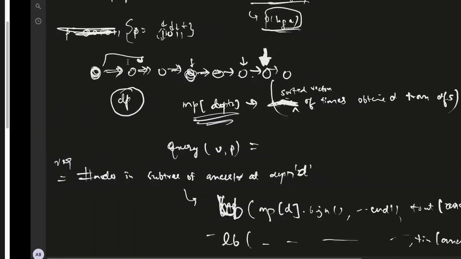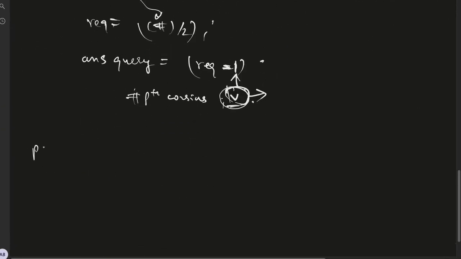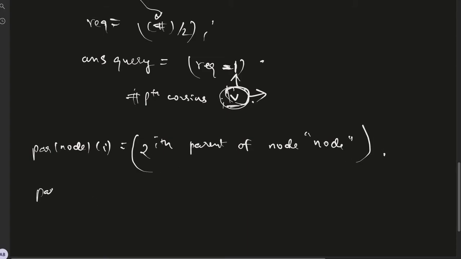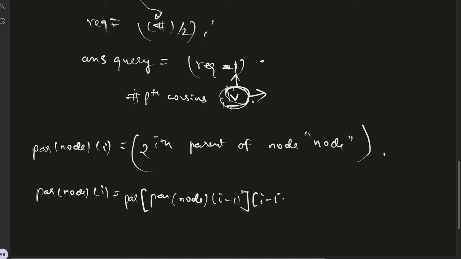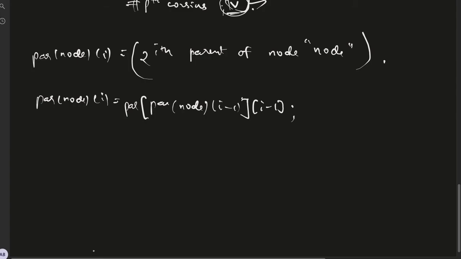Okay, let's define what pair is. Par of node comma I is the ith parent of node, or rather the 2 par ith parent of node. So the recurrence of this is parent of node comma I is basically the parent of node comma I minus 1, I minus 1.